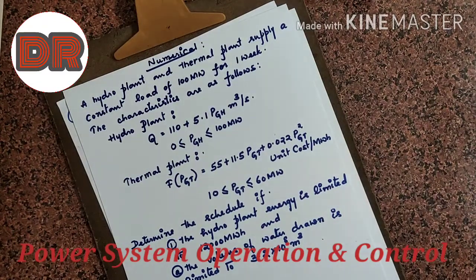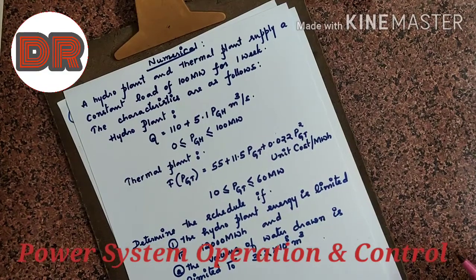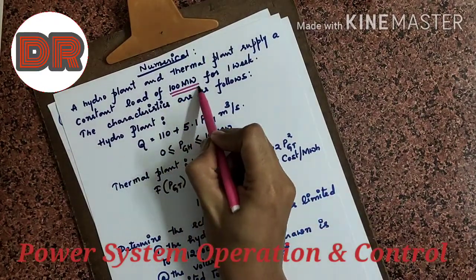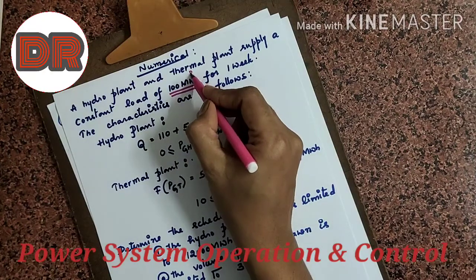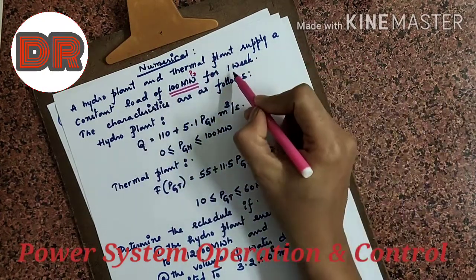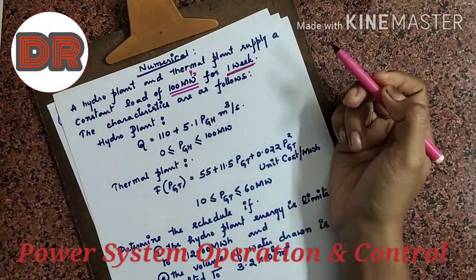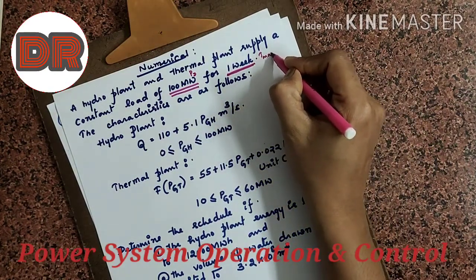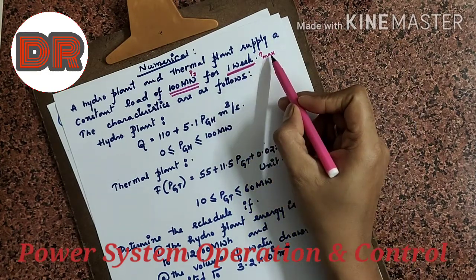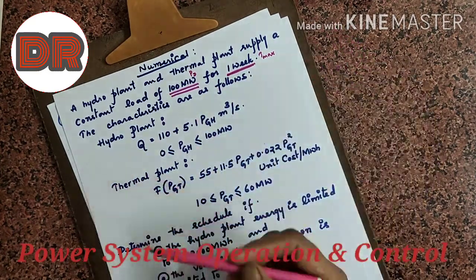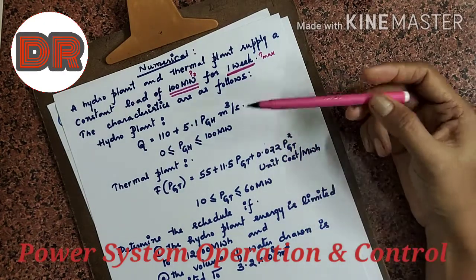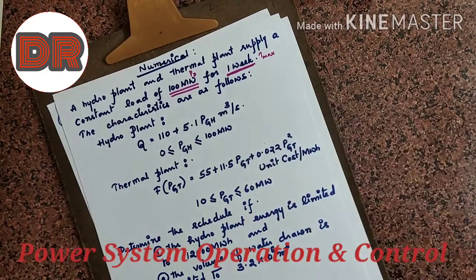Here it is given: a hydro plant and thermal plant supply a constant load of 100 megawatt for 1 week. So this is the load, which we can take as PD, and this is the time, the maximum time, so I can take this as T max. One week is the time. Both the plants are characterized by mathematical equations, and the characteristics are as follows.